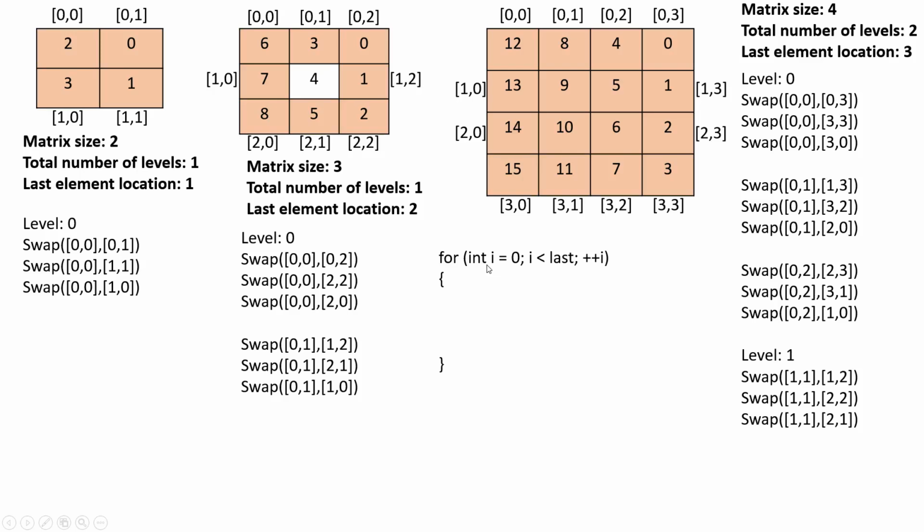So let's go ahead and get our for loop started. I equals 0, I is less than last. The last element here is 1, so the loop will go through once. Here the last element is 2, so the loop will go through 2 times. Here the last element is 3, the loop will go through 3 times.